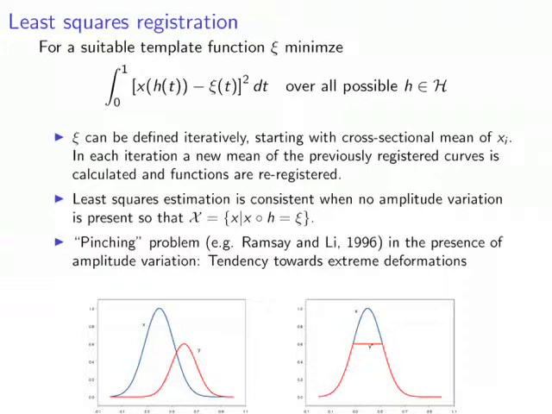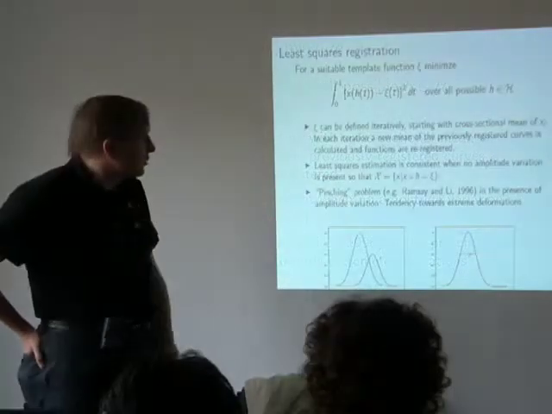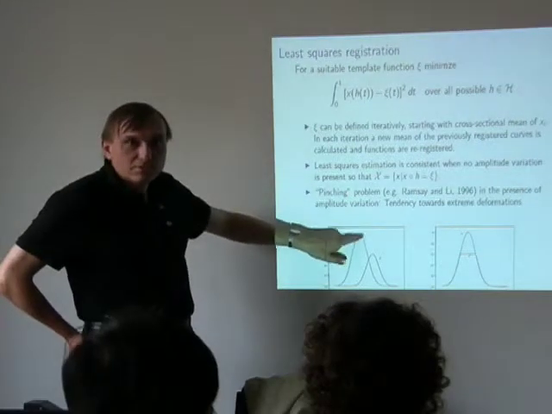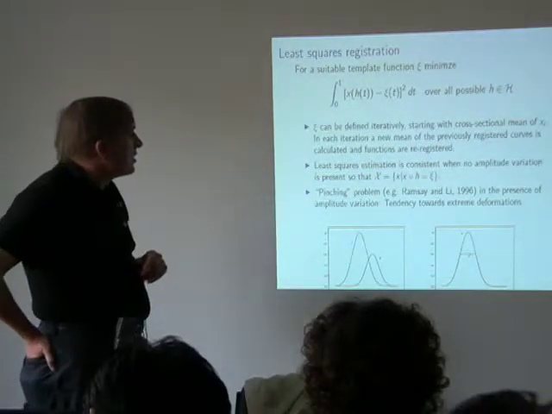Okay, but see, the template function can be defined iteratively, starting with the cross-sectional mean of x. In each iteration, a new mean of the previously registered curves is calculated and the functions are re-registered. So it's not necessary to take one individual. Sometimes this is done, but let's stick to this. We have one curve, for example this one, which we want to align.